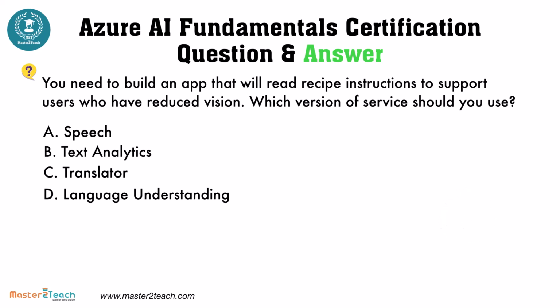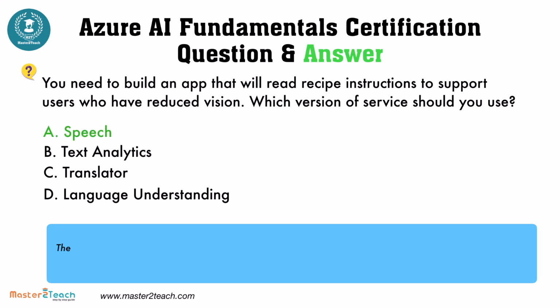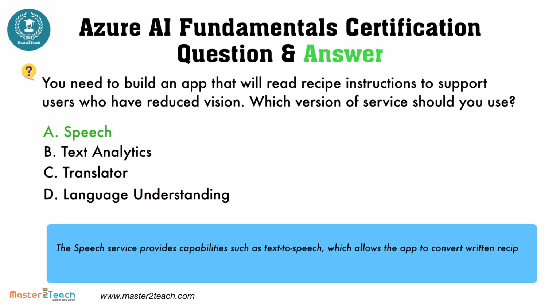The correct answer is speech. The speech service provides capabilities such as text-to-speech, which allows the app to convert written recipe instructions into spoken words, making it accessible for users with visual impairments. Great job! Let's move on to the next question.